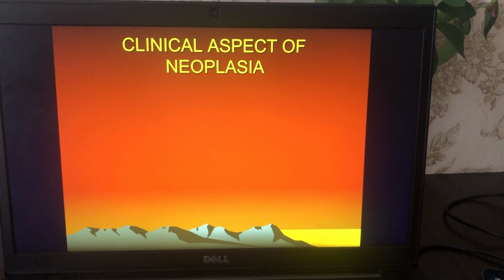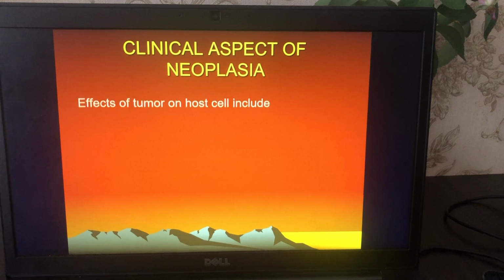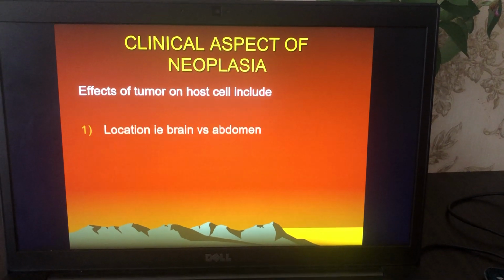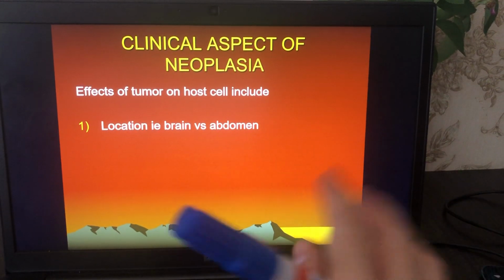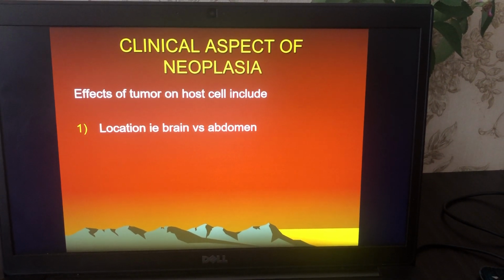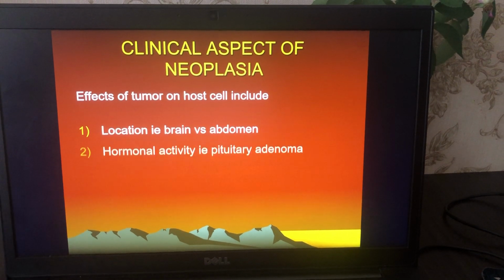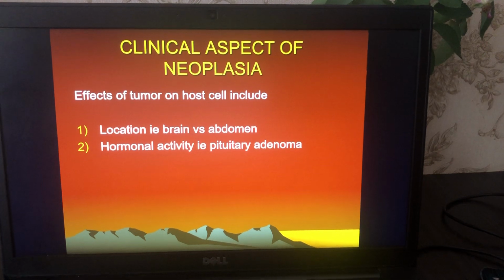Right, next is the clinical aspect of neoplasia, or what the patient actually complains of when they have cancer. Now, the effects may be different depending on the location. For example, if the tumor is in the brain, they will complain of headache. If the tumor is in the abdomen, they complain of stomach ache, right? And it also depends on whether it affects hormonal activity.